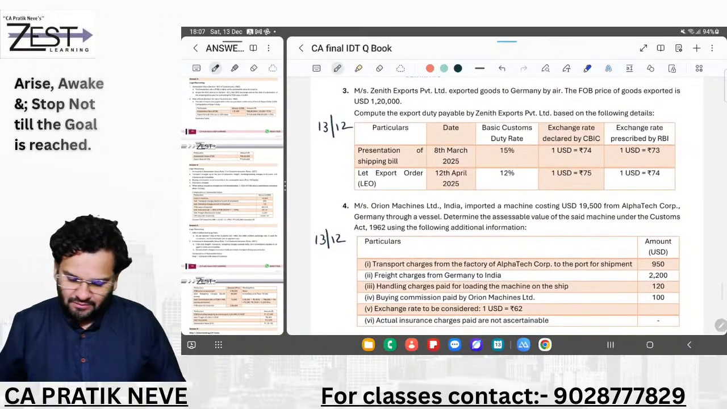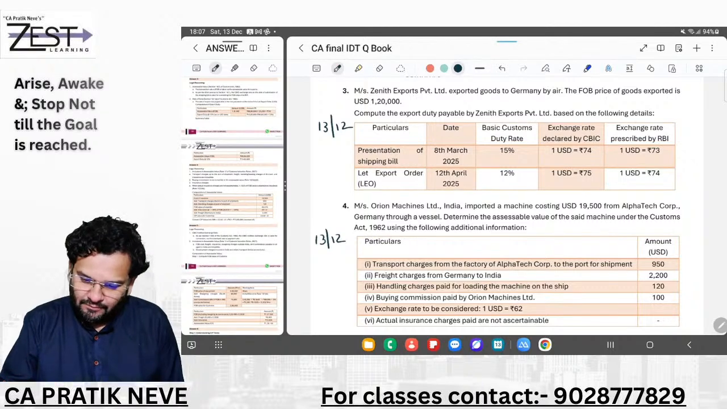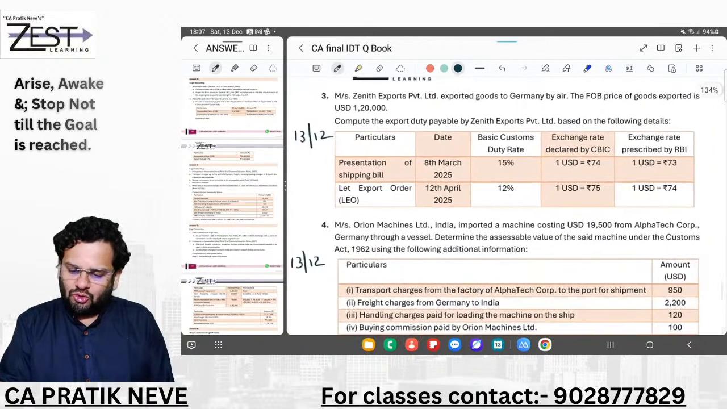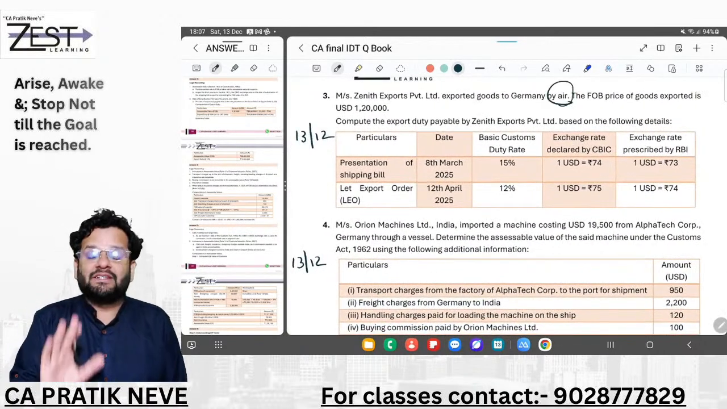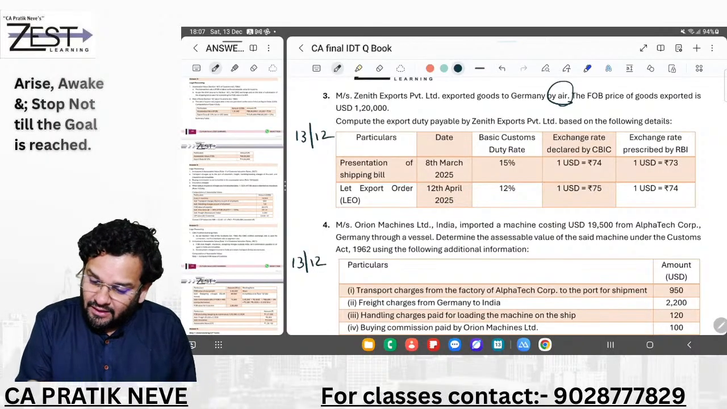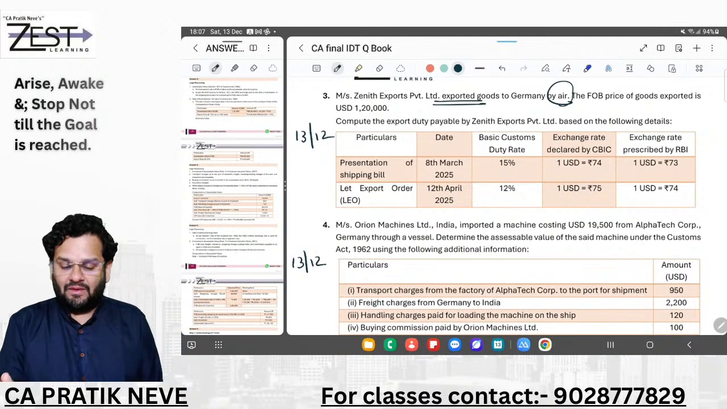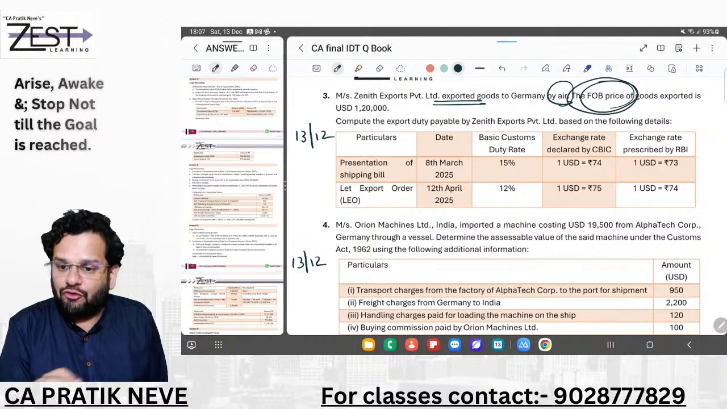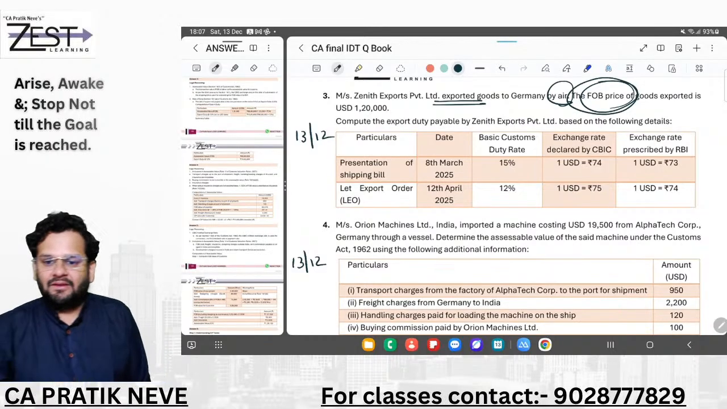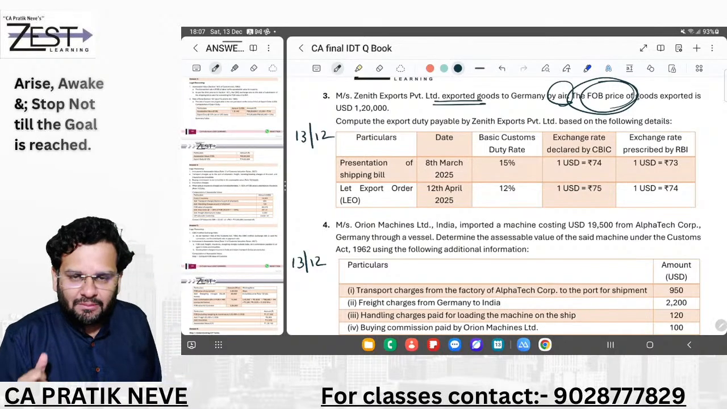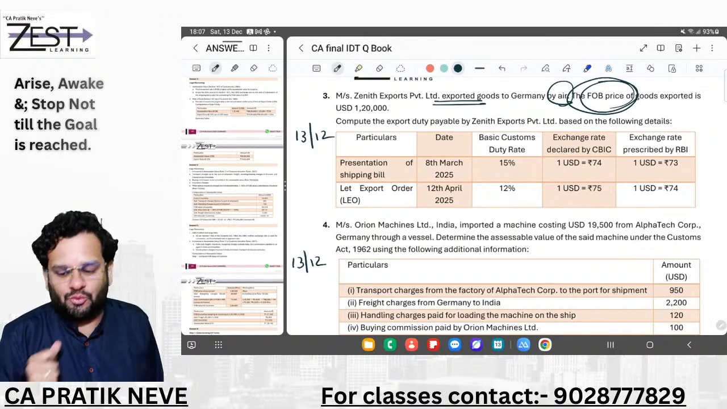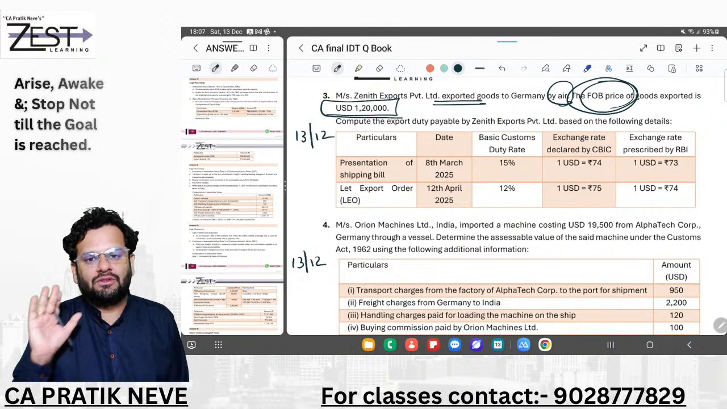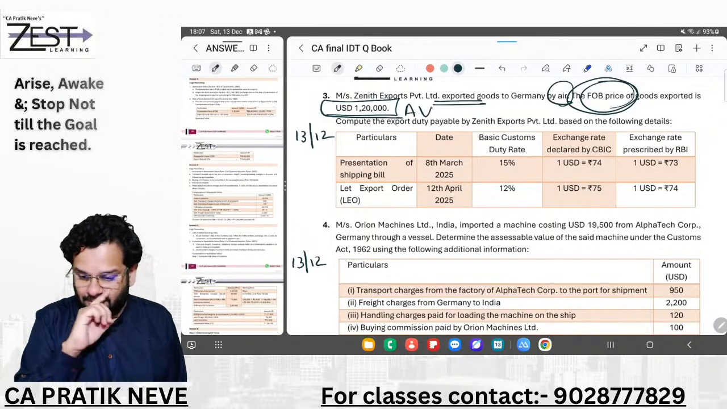Now, third question. Messrs. Zenith Exports Private Limited exported goods to Germany by air. So friends, now we are talking about an Indian company which is exporting. Now in case of exports, do you all know that assessable value is FOB value? Again, in case of exports, assessable value is FOB value. So what is the FOB here? It is US dollars 1,20,000. So that is going to be assessable value.